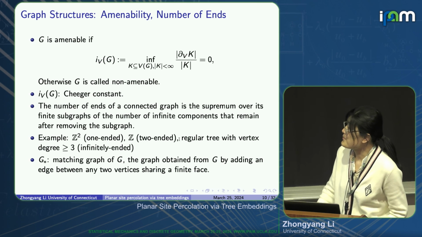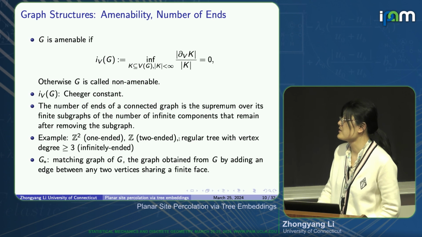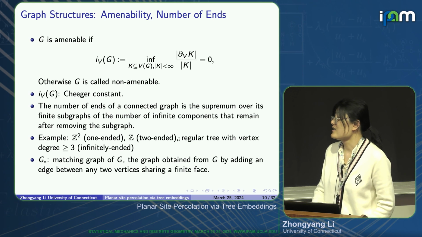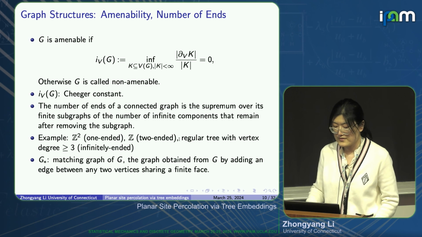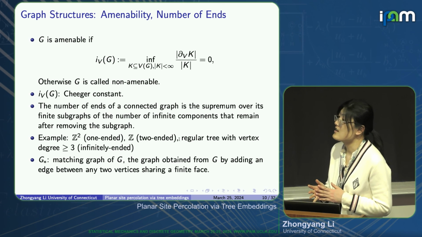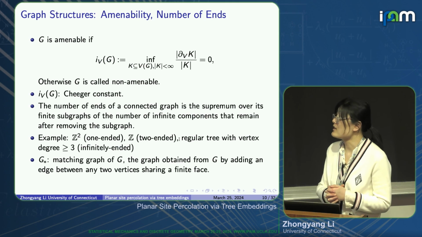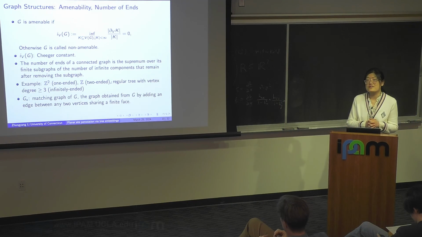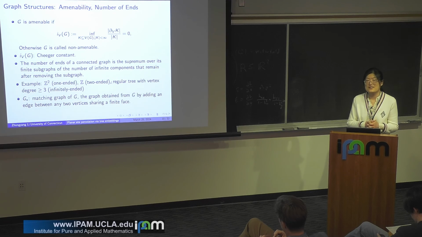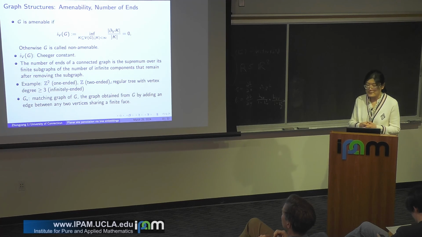And G star is the matching graph. This is a graph obtained from G by adding an edge between any two vertices sharing a finite face. I also want to mention that we'll consider site percolation on a properly embedded planar graph with vertex degree at least 7. This graph is always non-amenable.